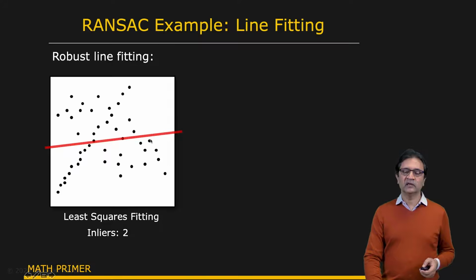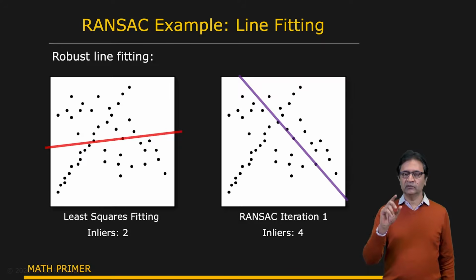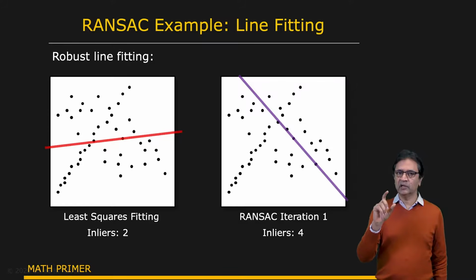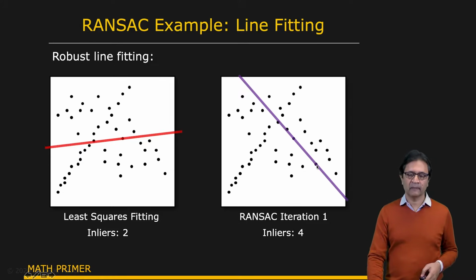Whereas now let's take a look at what RANSAC does. So remember that to fit a line, you need a minimum of 2 points. So we're going to go in and randomly choose 2 points from the entire set. And let's say we chose this point and this point right here. Here's the line that passes through those 2 points. And you find that there are 2 more points that lie close to it. So you have 4 inliers in this case.